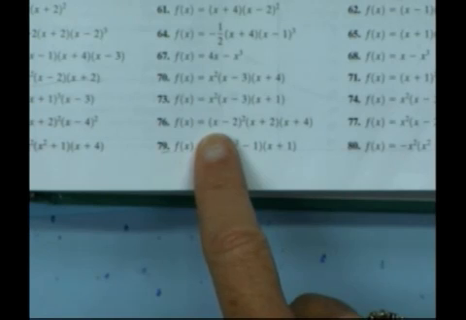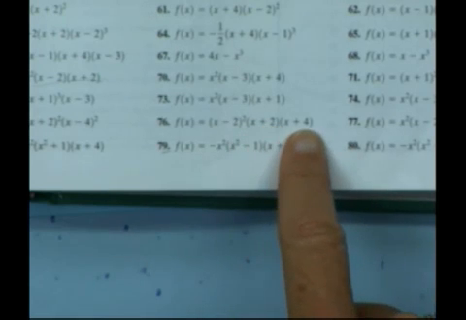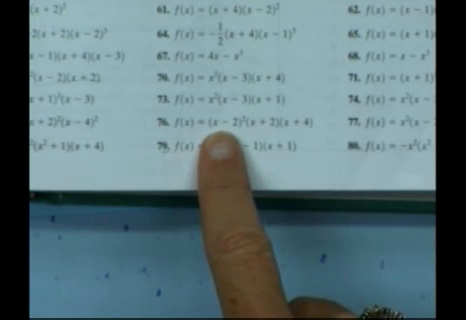What are the x-intercepts? I'm looking at part B. What are the x-intercepts? 2, negative 2, and negative 4. That's where your y value is equal to 0. What's the y-intercept?